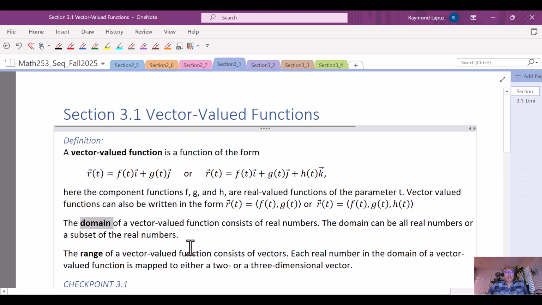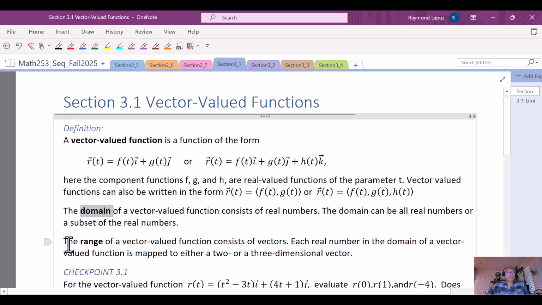The domain of a vector-valued function is going to be an interval or pieces of an interval of real numbers, and it could be all real numbers or just a subset, just like we've studied back in pre-calculus. The range is going to be vectors or points, but they're called vector-valued functions, so let's just say that they're going to be vectors whose tails are at the origin, and they will be pointing at the points in 2 or 3-dimensional space.